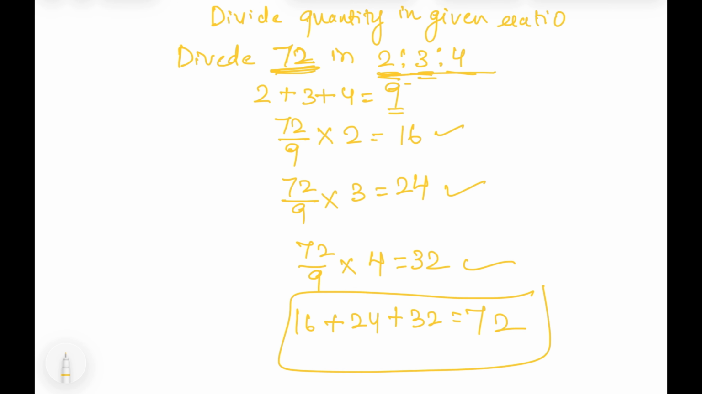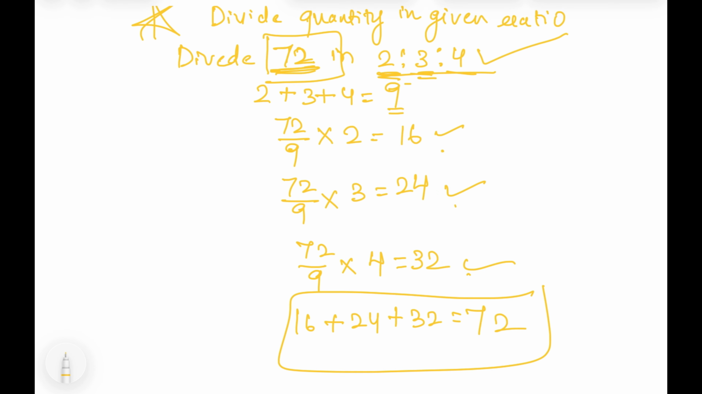So this is how we divide a given number in the given ratio and not equally. So when you divide 72 in the ratio 2:3:4, we get 16, 24 and 32. Okay, so this is how we divide the quantity in the given ratio.